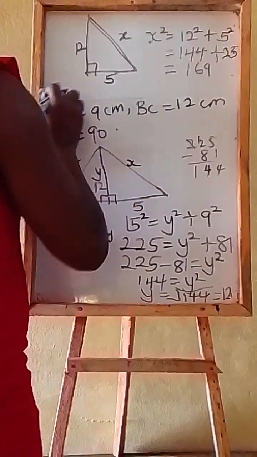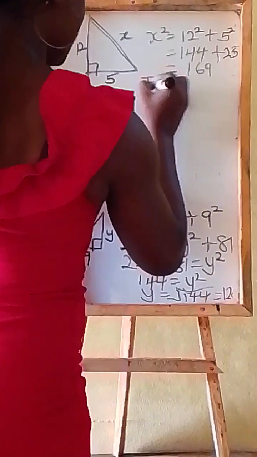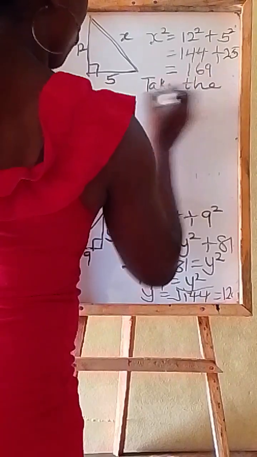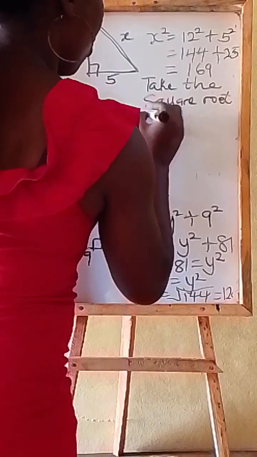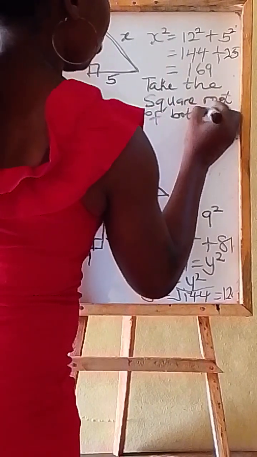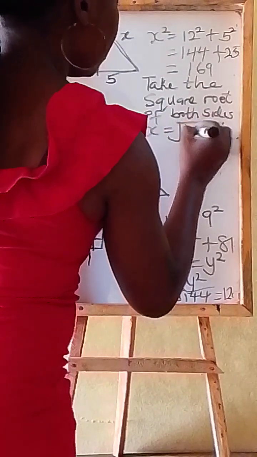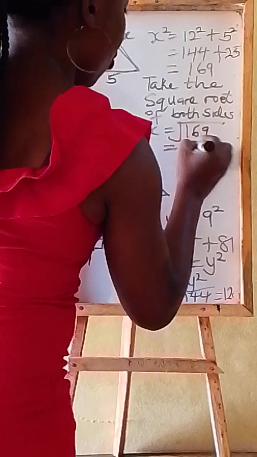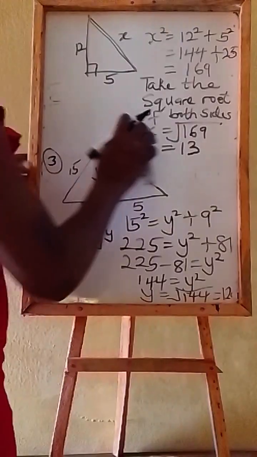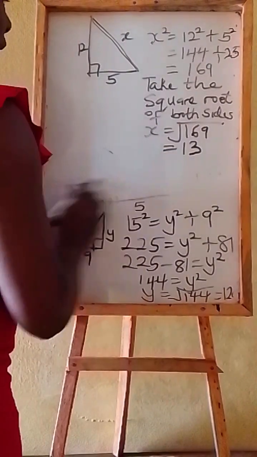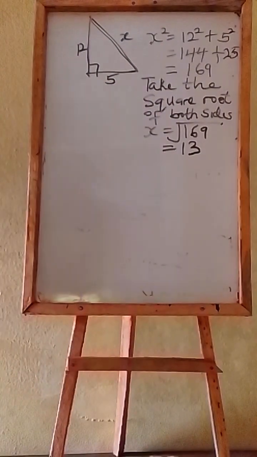The next thing to do is take the square root of both sides. So we have x equals the square root of 169, and the answer equals 13.